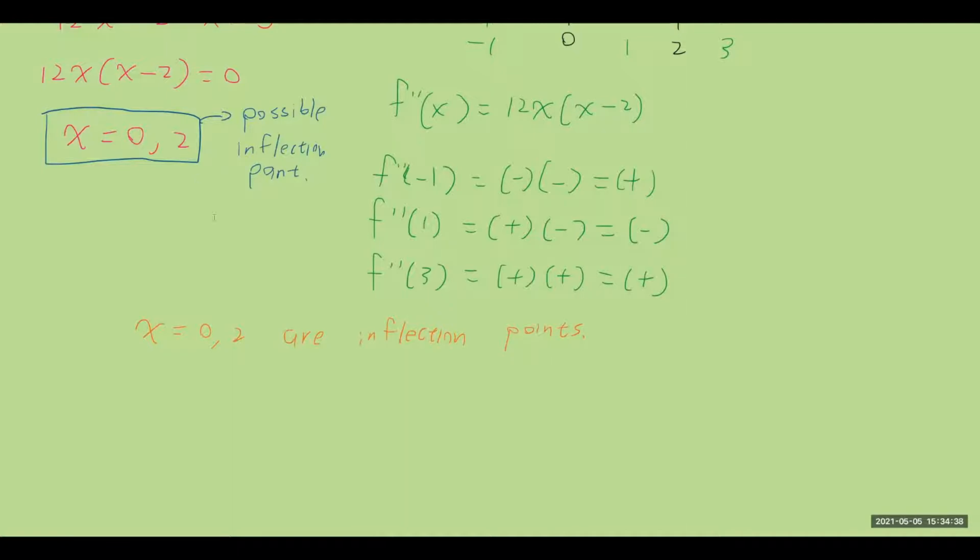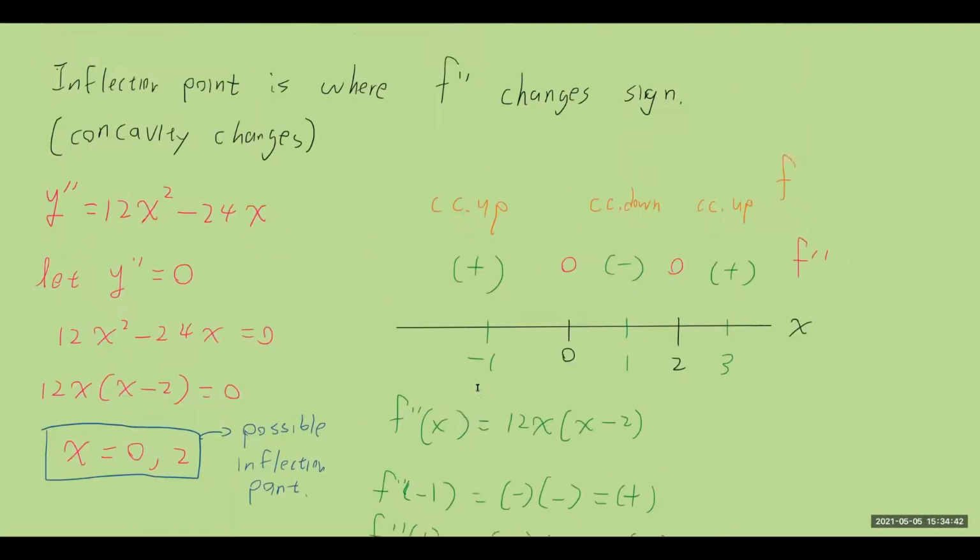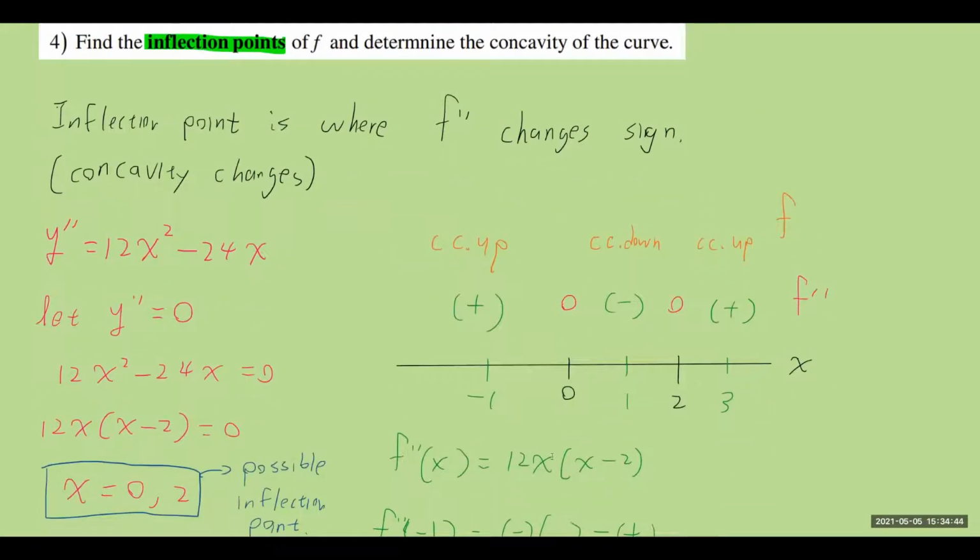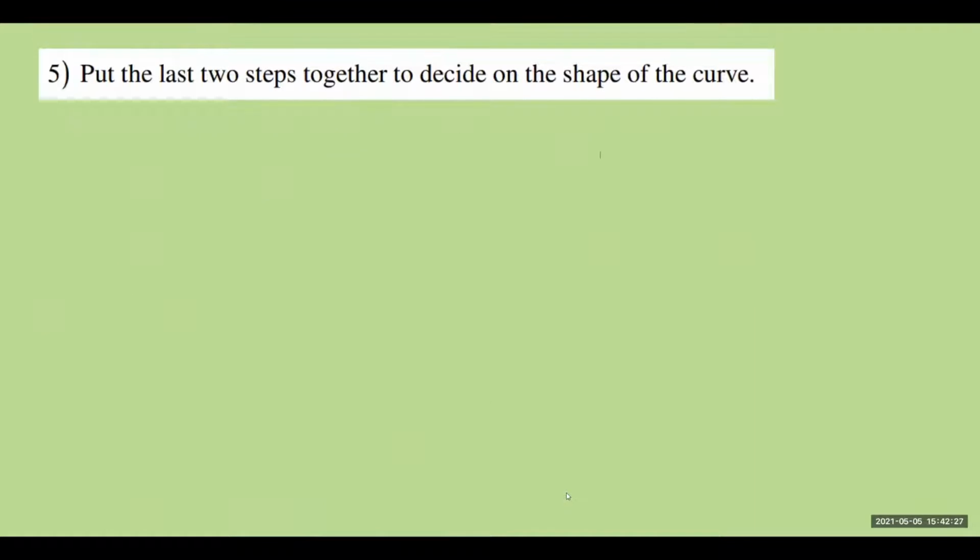Okay, all right. And that's it for step 4, right? Finding inflection points and determining concavity. We have all the concavities right here, and then we know that 0 and 2 are our inflection points. All right, now the hard part is done. Step 5, we just want to summarize what we did in step 3 and 4. So let's start with the critical points, right?